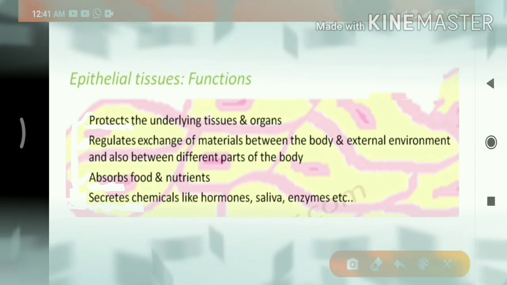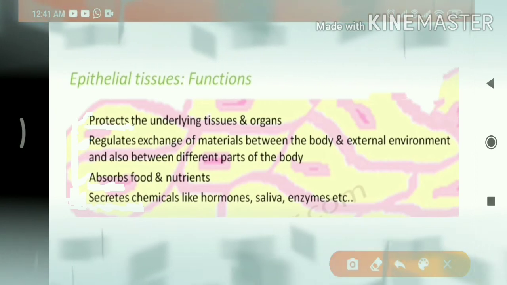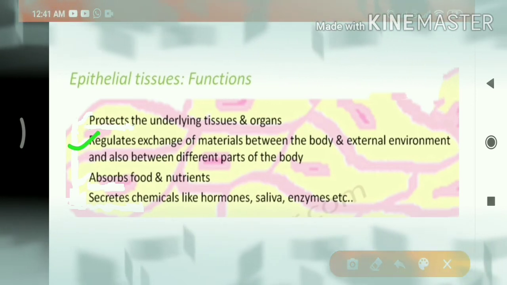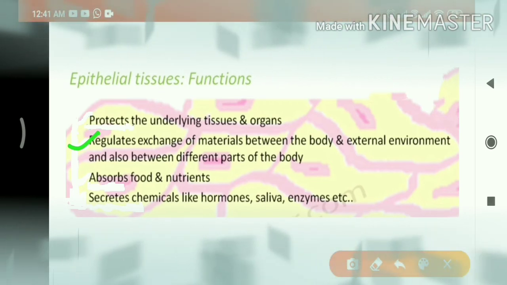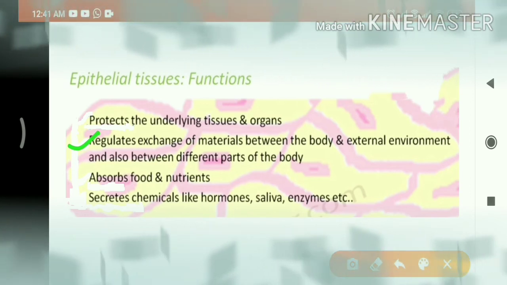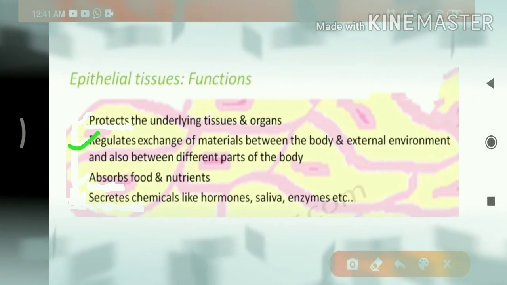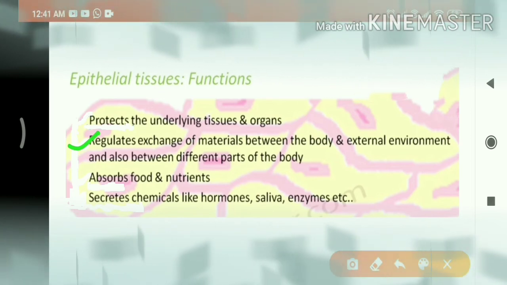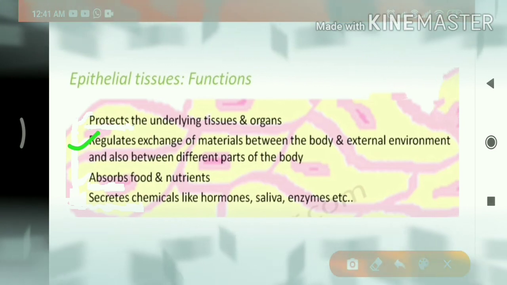So in all these systems there is a different epithelial tissue. Every organ is made up of epithelial tissue, but all epithelial tissues are different. Some are secretory, some protective, some glandular, some secrete hormones. So many functions are performed by this epithelial tissue. So let's learn about the functions of epithelial tissue.